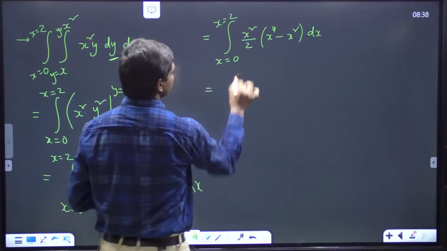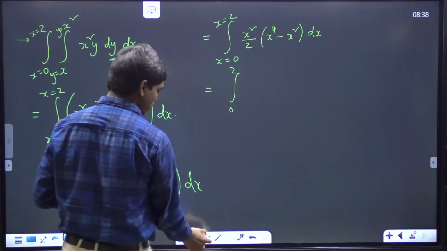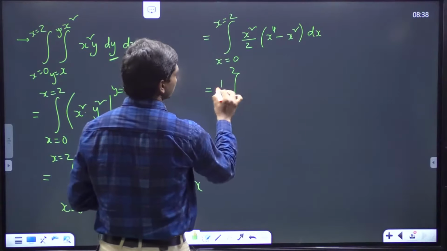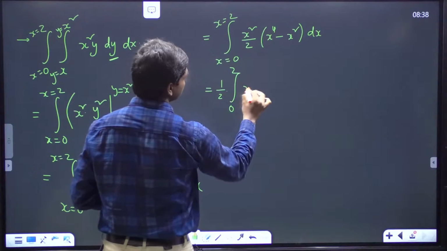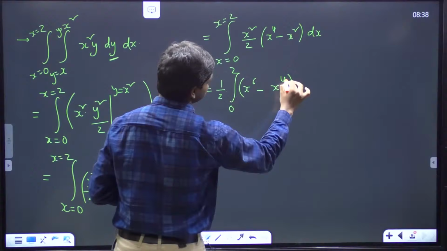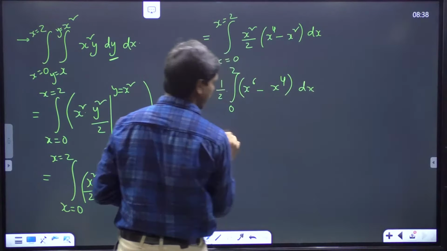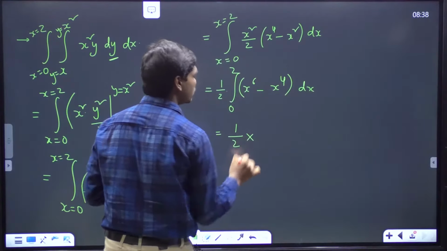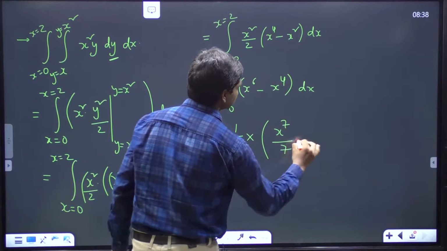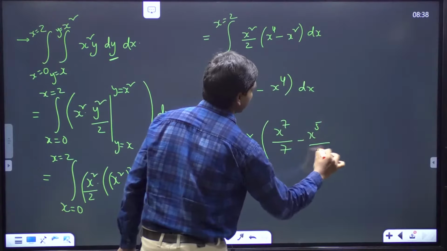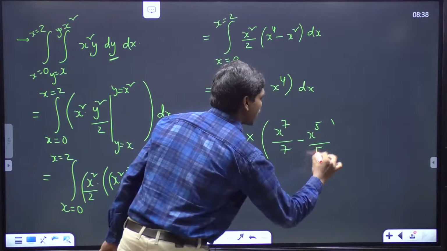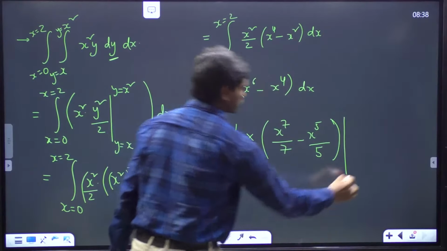So now it's a simple integration, 0 to 2, 1 by 2 is a constant, x square into x power 4 is x power 6 minus x square into x square is x power 4 dx. This is what you have. So if you integrate the things now, 1 by 2 into integration of x power 6 is x power 7 by 7 minus x power 5 by 5 within the limits 0 to 2.